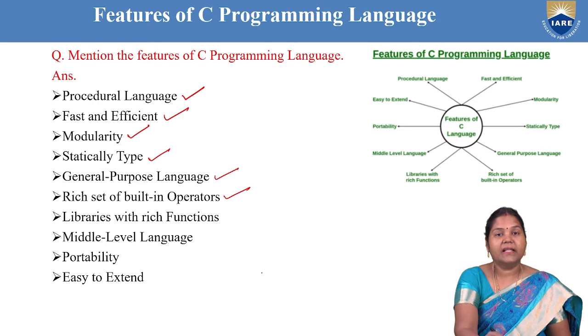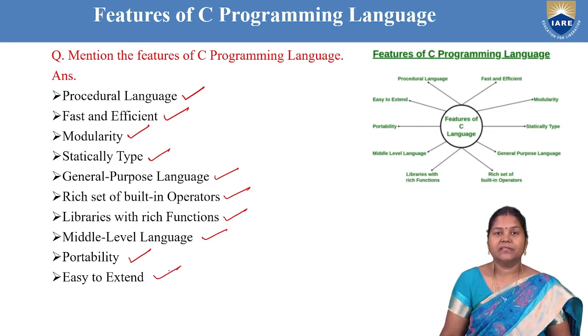Next, it has a rich set of built-in operators. It is a vast repository of operators for doing various tasks. Next, it has vast library collections with a rich set of functions. Then it supports both high and low level features, so in some cases it is also known as a middle-level language. Then it has portability as a feature, because you write a C program and you can run it in different environments. Then it is easy to interpret and easy to extend the program. So these are the various features of the C programming language.